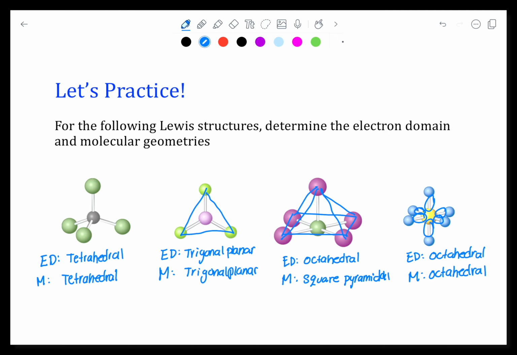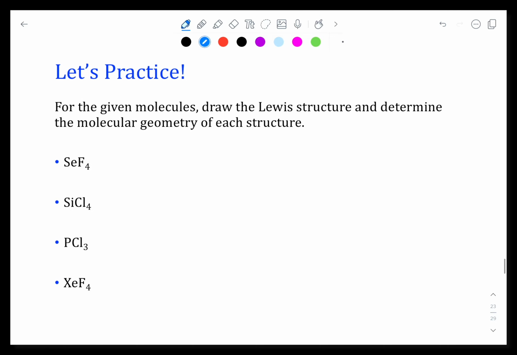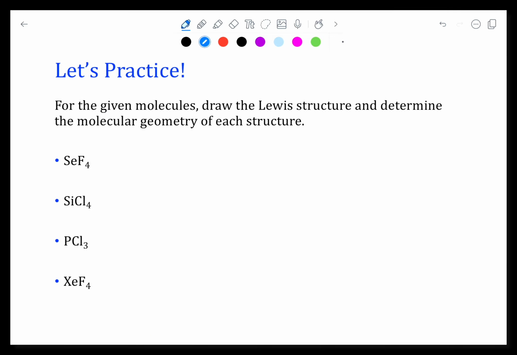Okay, let's keep going. For the given molecules, draw the Lewis structure and determine the molecular geometry of each structure. Okay, so what I want you to do, pause the video, draw out your Lewis structures for these first, then try to find your molecular geometries.